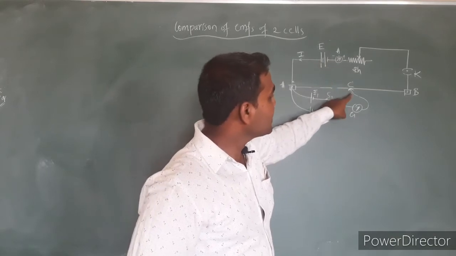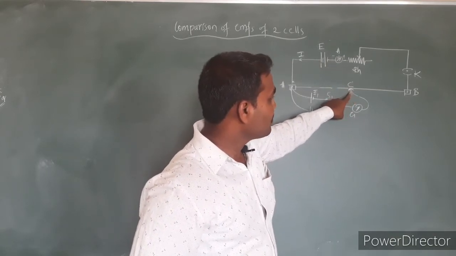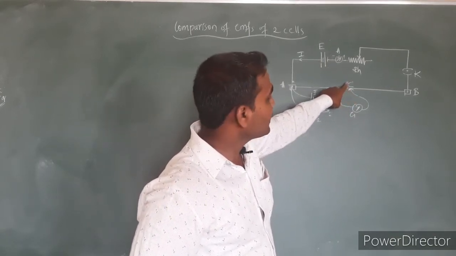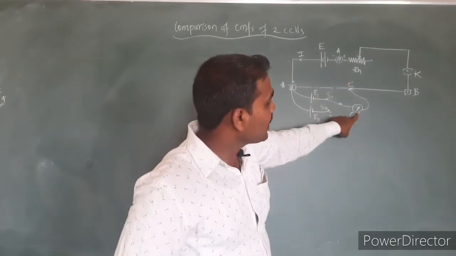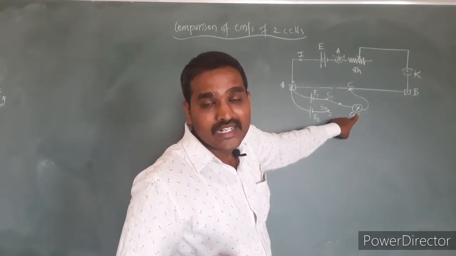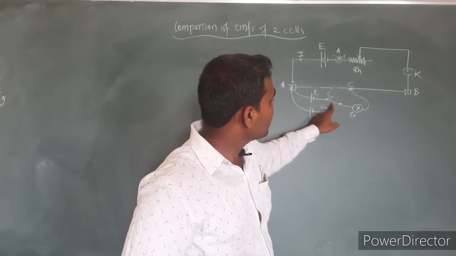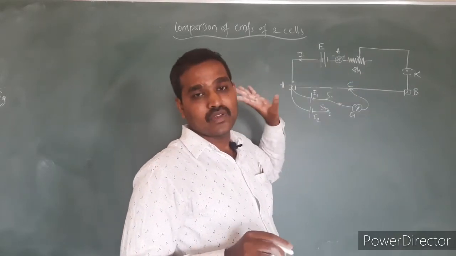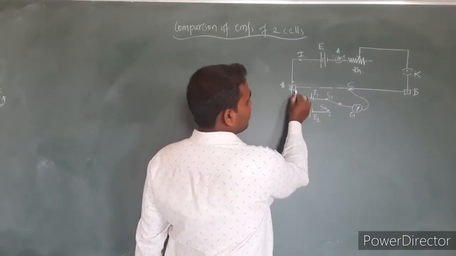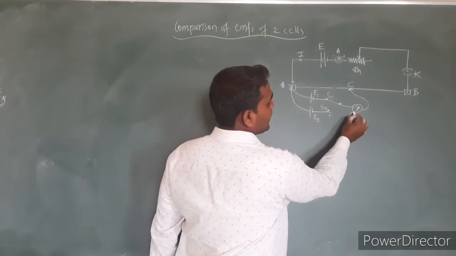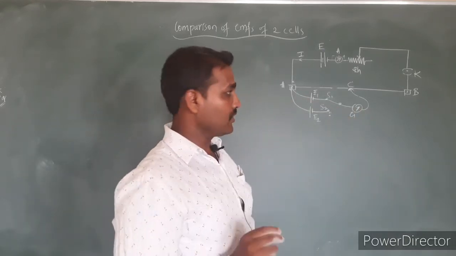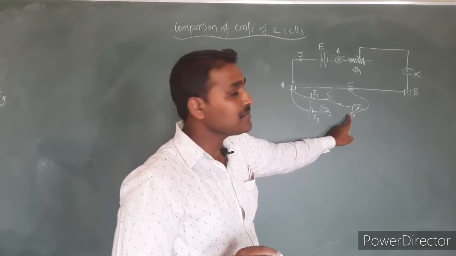Okay, but I have placed the jockey at point C such that the galvanometer deflection is equal to 0. That means there is no current flowing through this path. Whenever there is no current flowing through this path, we do not get any deflection of the galvanometer. But when does that happen? What is the meaning of that?